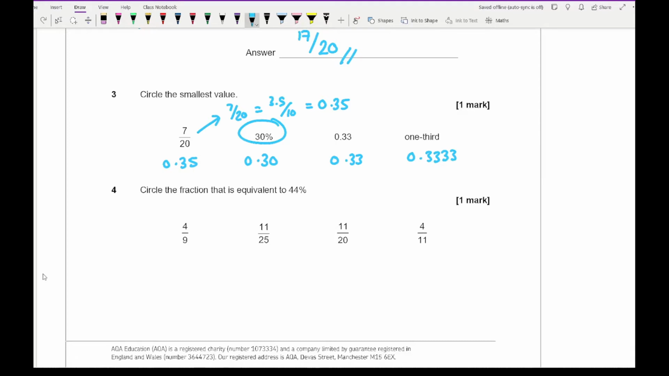Question 4 then says circle the fraction that is equivalent to 44%. So just as we did before, we write the percentage over 100. Can't see that anywhere on the 4 options, so then we go on to simplify that by dividing by 2. So I get 22 over 50. No, can't see any of those. So let's divide it by 2 again. So I get 11 over 25, which is our second option.